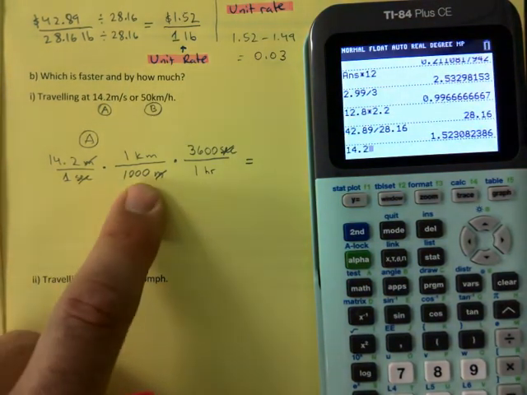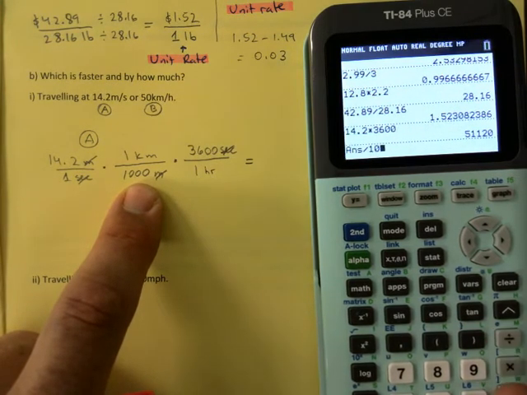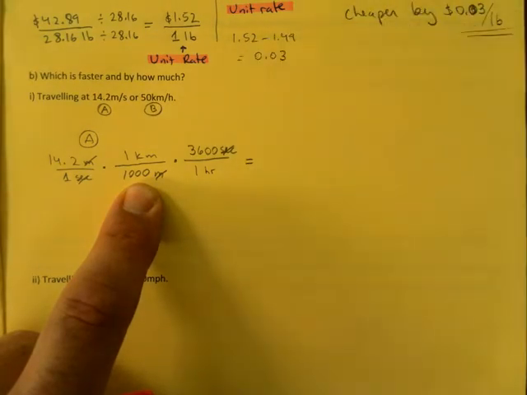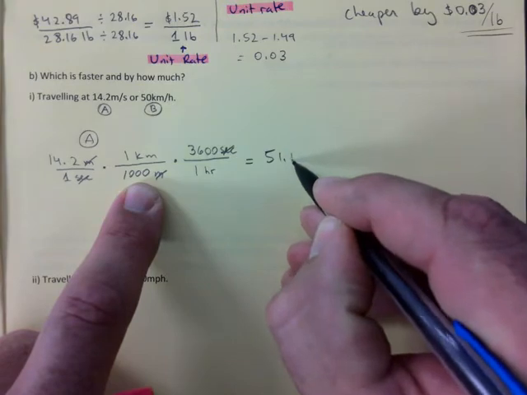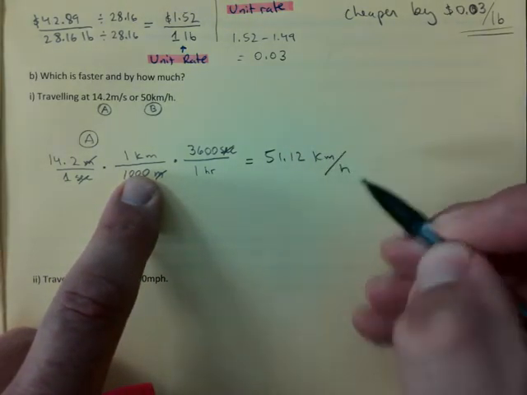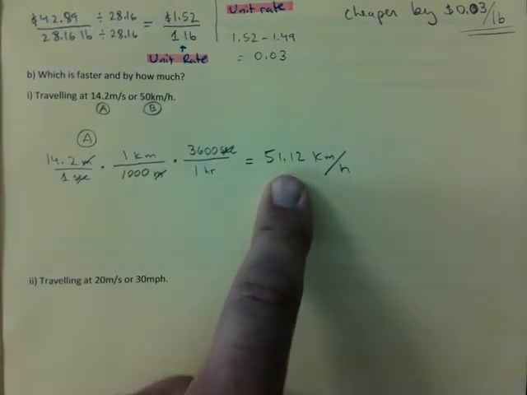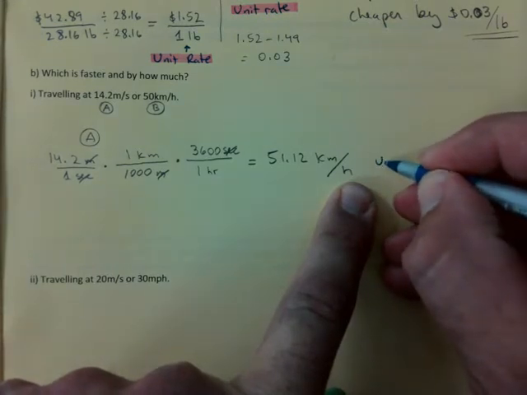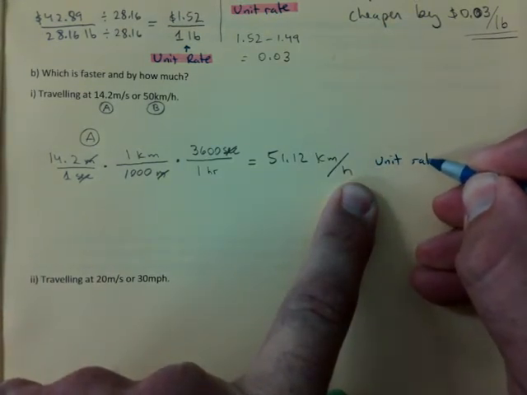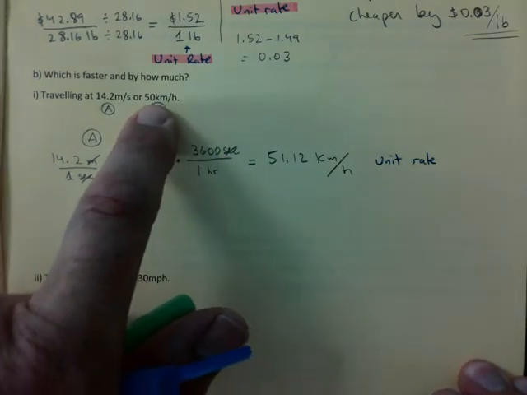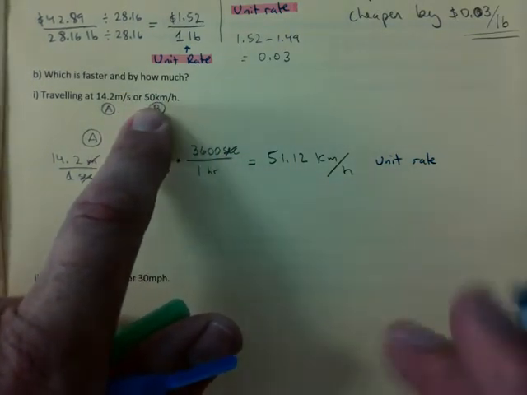So I'm hearing clicking, which is a great sound. So I'm multiplying and dividing by 1,000. So I get 51.12, a nice round number. 51.12, watch this, it's kilometers per hour. Is this a unit rate? You bet. It's per hour, right? This is already a unit rate, correct? The 50 kilometers per hour.